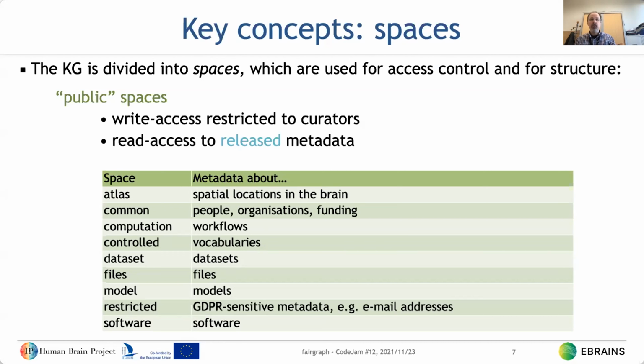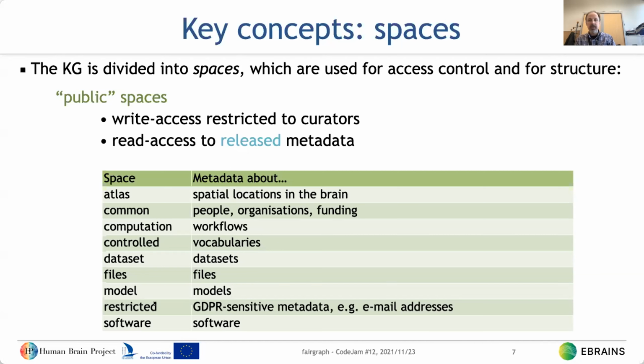But normal users can't write to this data. And there are various public spaces like Atlas, obviously for spatial locations in the brain, common for people, organizations, funding. The space called dataset has metadata about datasets, and so on. I think the one exception to the public access rule is this restricted space, which contains GDPR sensitive metadata like individual email addresses or physical addresses.